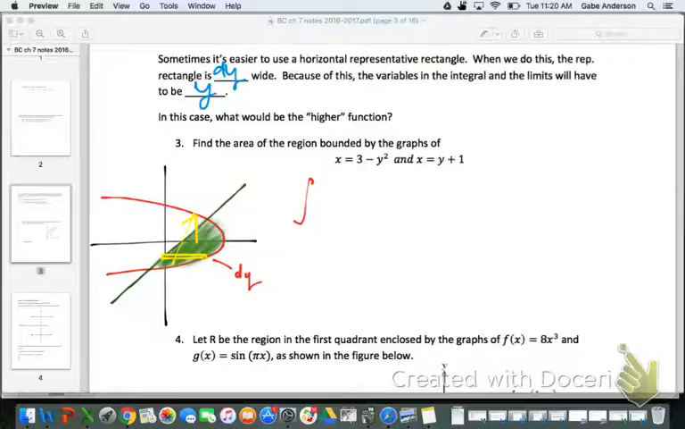Integral from where to where? How are we going to find the limits of integration? Use the graphs. Y coordinates of the point of intersection. That's right. So if we're going to find those coordinates, we don't have to use the calculator. We could just go by hand.